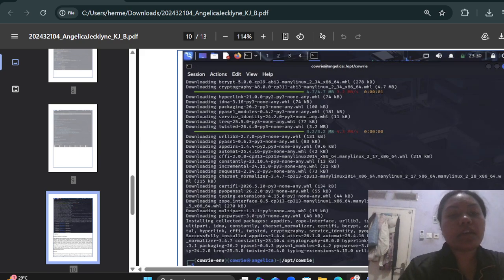In conclusion, this practicum introduced us to two important network security tools. First, Portsentry is used to detect port scanning activity, while Cowrie is used as a honeypot to monitor and record attacker behavior. Both tools play an important role in improving network security by helping administrators detect suspicious activity and analyze potential cyber attacks.